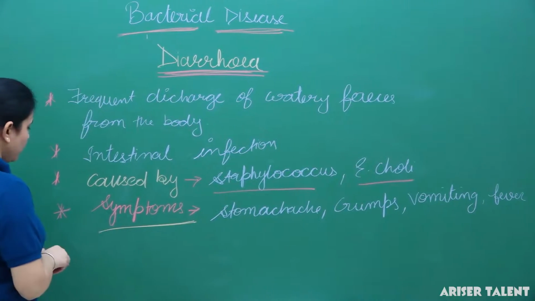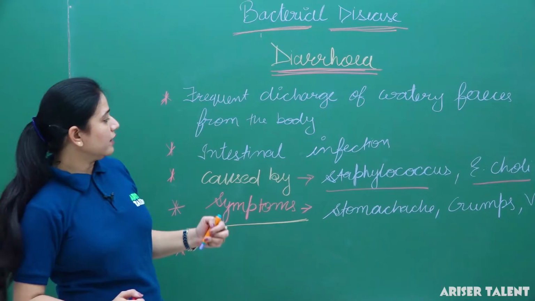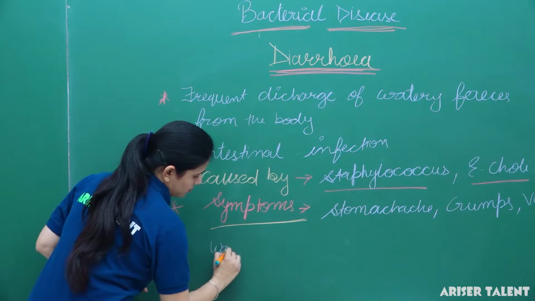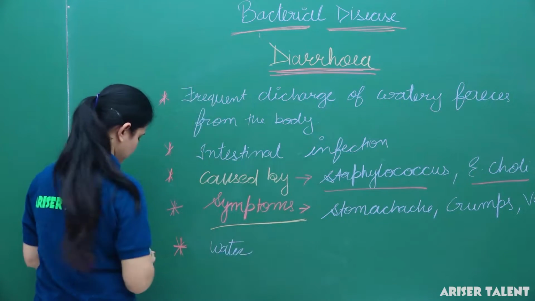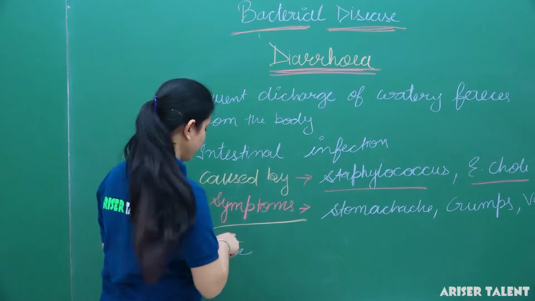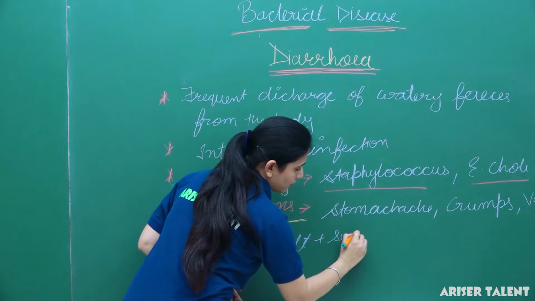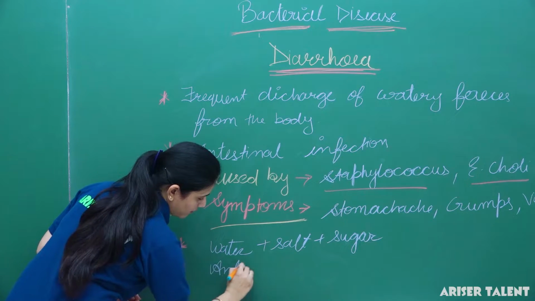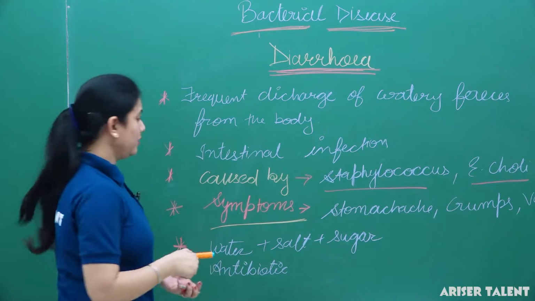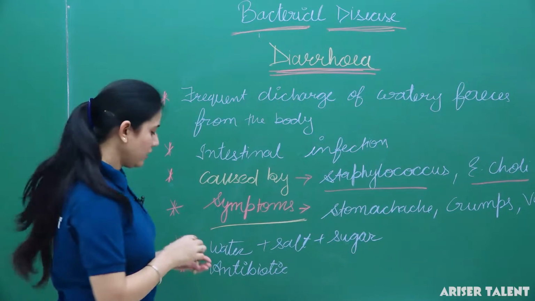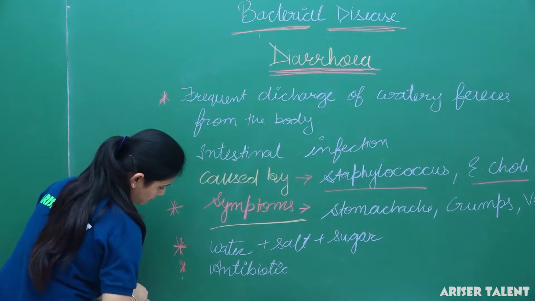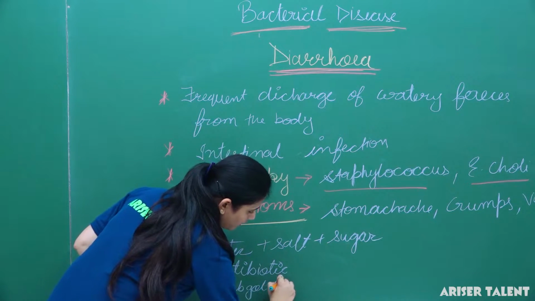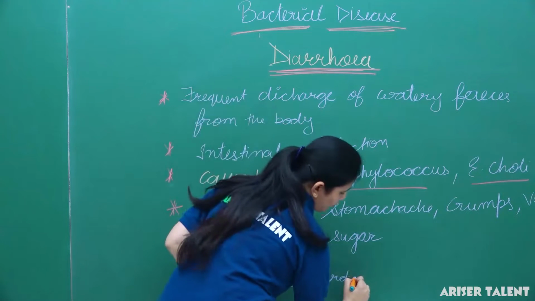Now if we talk about the control or treatment of this disease, first of all the person should take water in rich amount. Then he should take antibiotics. When he takes water, he can add some salt and sugar in it. Antibiotics, and the patient should be given isabgol with curd.